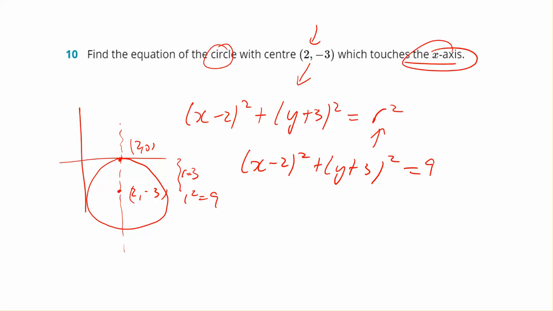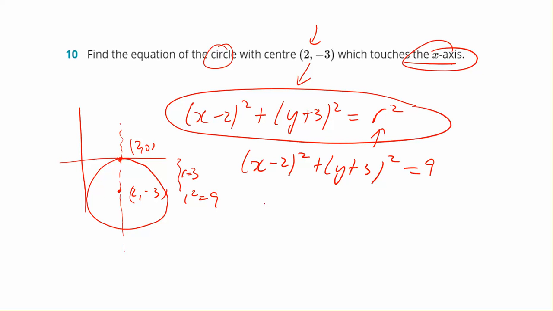Another way you can do it is to use this equation and sub in (2, 0). So when x is 2, y is 0. 2 minus 2 is 0, so that goes away. 3 squared is 9, so r squared equals 9.